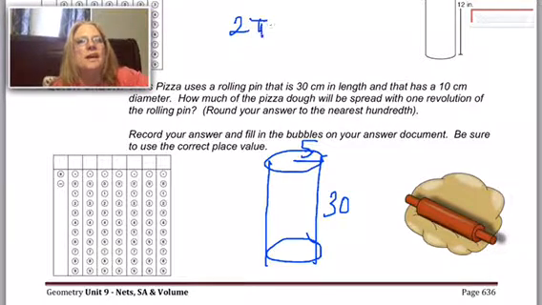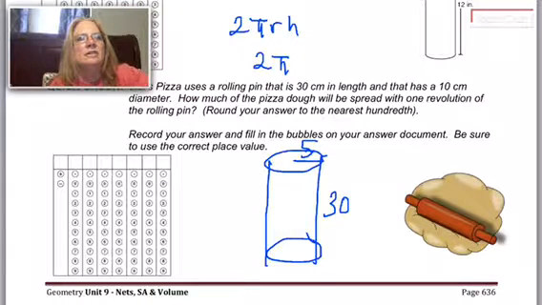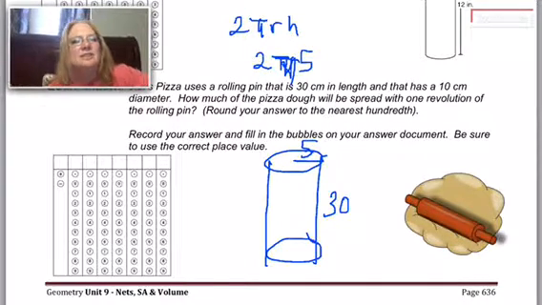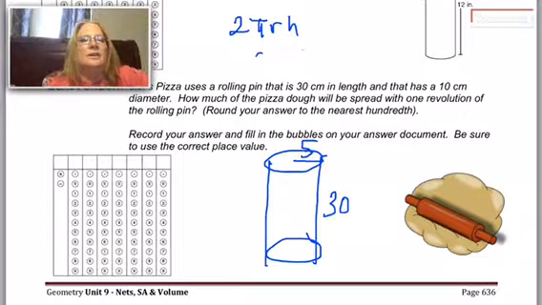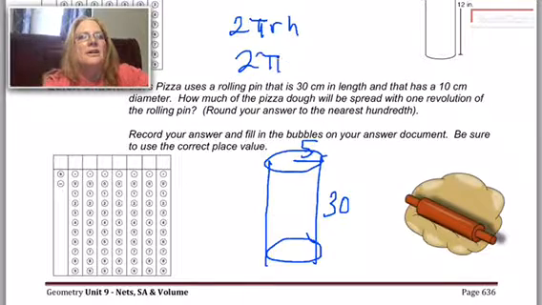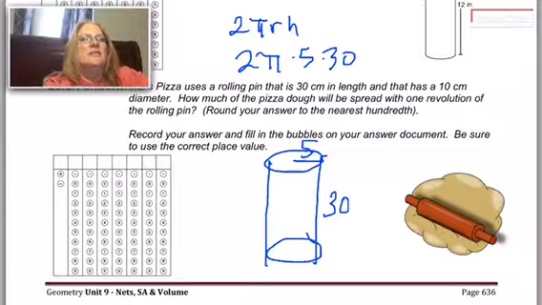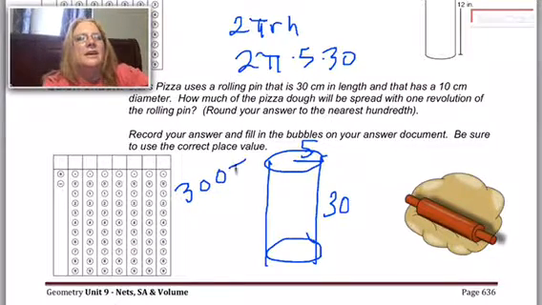So 2 pi r h. So this is going to be 2 times pi. Let me fix that. I'm sorry these pens are so hard to write with here. Okay, so 2 pi times 5 times 30. And so that's going to be 300 pi.